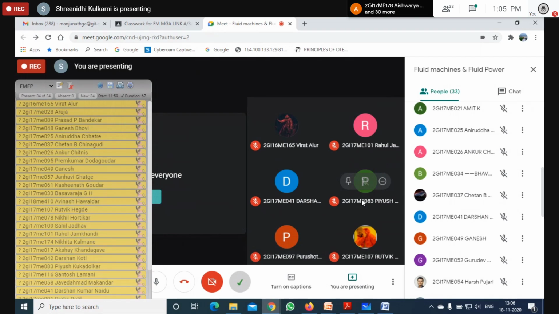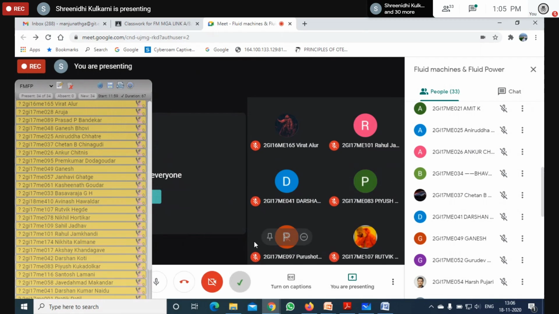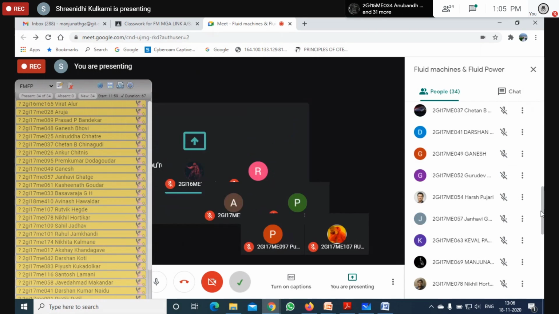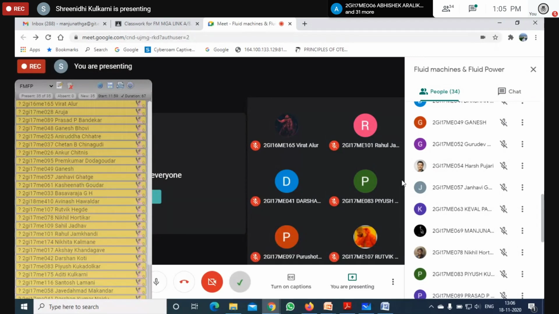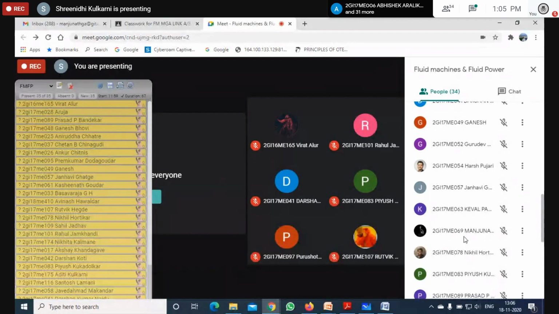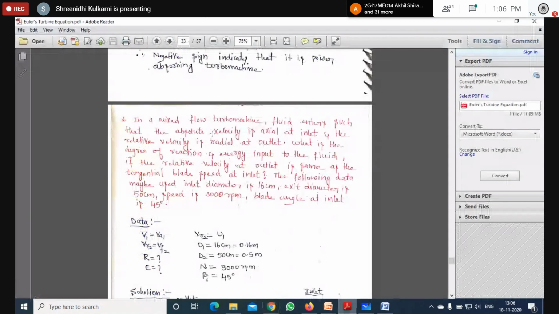You can unmute. Please answer, anyone. How can we write the velocity triangle for that statement? Unmute, anyone. Manjunath. Yes, sir. Please tell how we can write the velocity triangle for this statement.